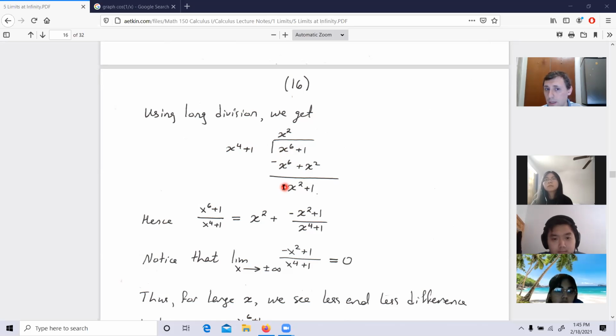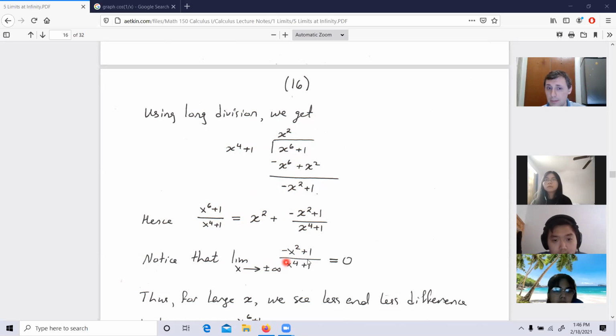Now I'm at minus x squared plus 1. You see, I take this 1 and I just take this minus that, and that's what I write here: minus x squared plus 1. Now I can stop here. Look at it. I can write x to the 6 plus 1 over x to the 4 plus 1, and that equals x squared plus (minus x squared plus 1) over x to the 4 plus 1.